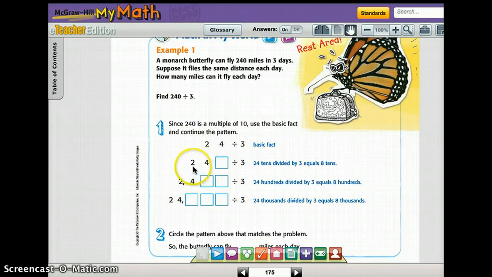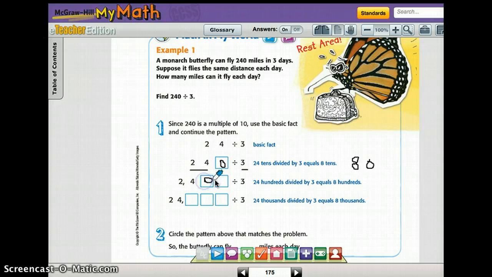So then if we look at 240 divided by 3, we know that that's equal to 8 tens, or 80. Again, I use my basic fact 24 divided by 3, and I put that 0 on at the end.